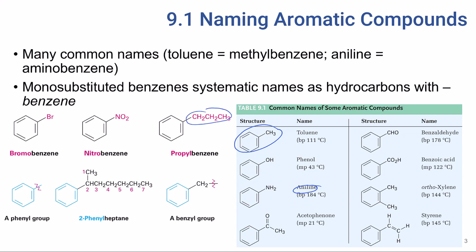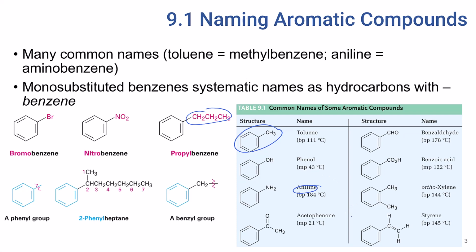If you have a longer carbon chain than the 6 members in the benzene ring, we use benzene as a substituent, which is then called a phenyl group. So here we have 2-phenylheptane, and then if it's a benzene with the CH2 group, that's going to be a benzyl group.